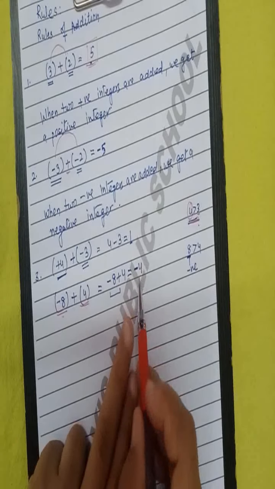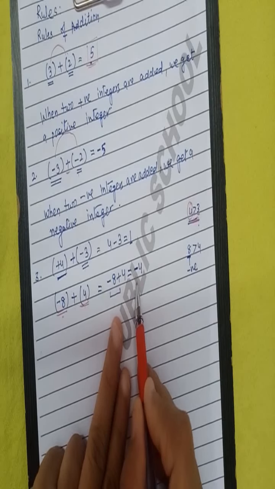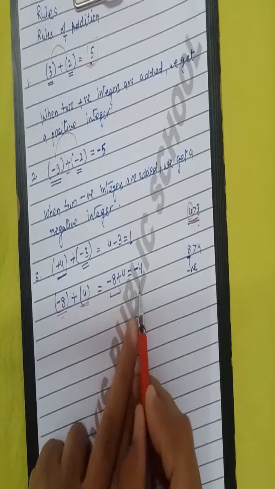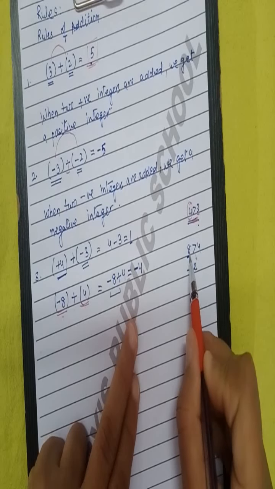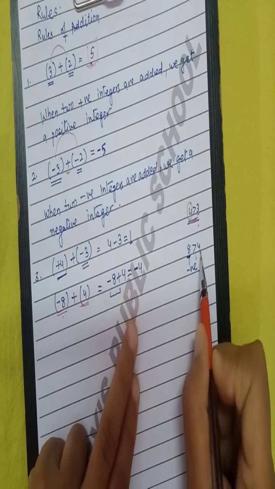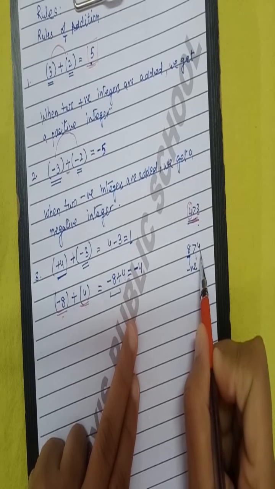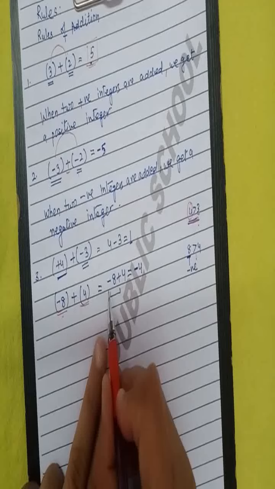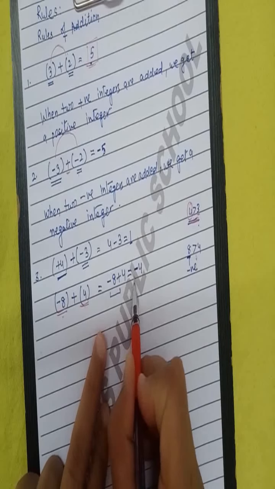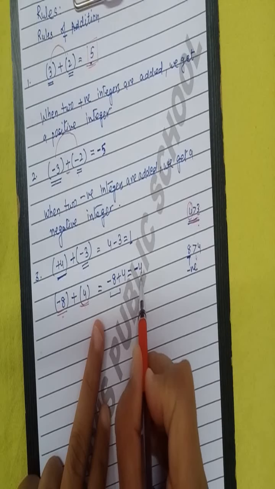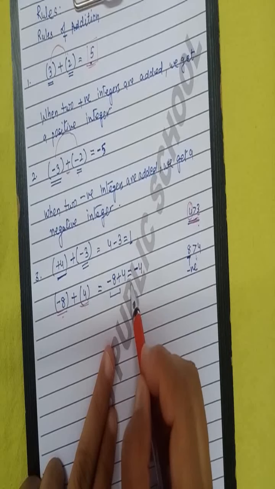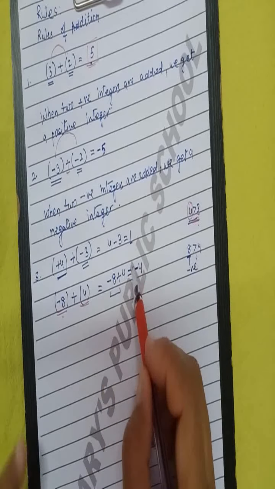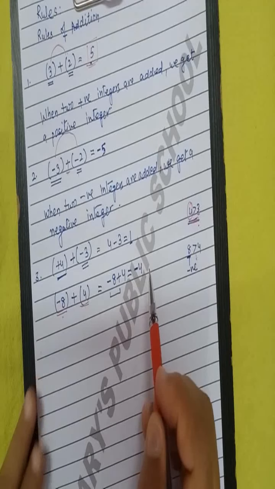Now again the question comes up: what sign do we put before the answer? Please go through it again. 8 is quantity-wise greater than 4, so we have to put the minus sign before the answer. I hope this point is completely clear with the help of these two examples.